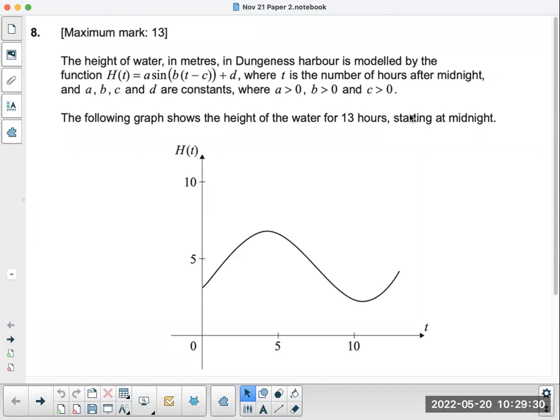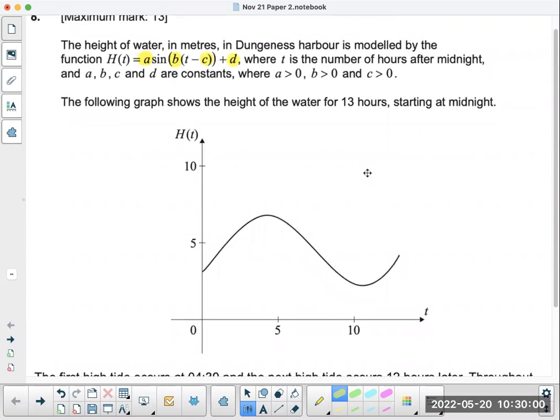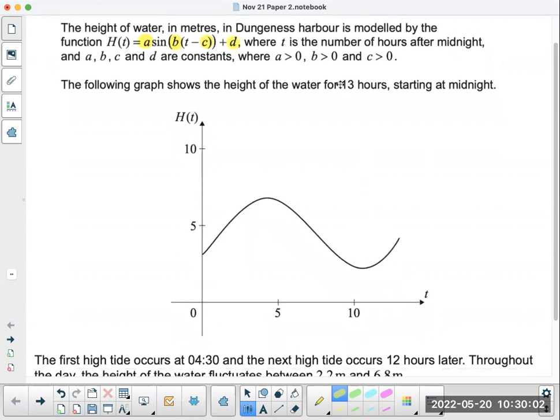All right, let's look at number 8 here. Here you can see you have a trigonometric function, and they gave you the format of h at t equals a sine b t minus c plus d. So it's a typical ABCD question. You're given a graph, and the domain is for 13 hours. So start from 0 to 13.